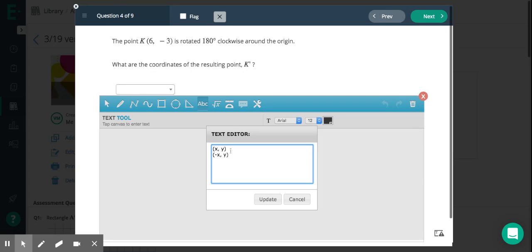So if I have 6 and negative 3, my X becomes the inverse. Instead of positive 6, I'm going to end up with negative 6. And then my 3 is going to stay as is, negative 3.